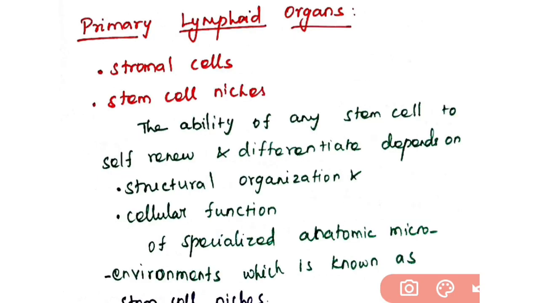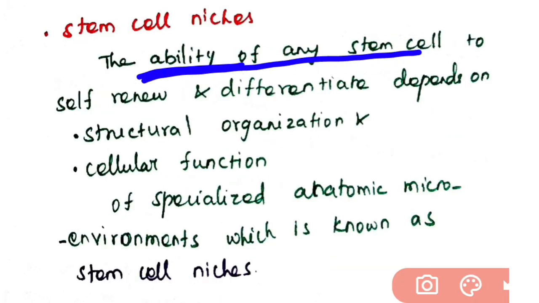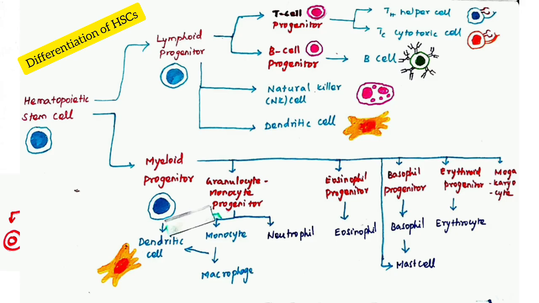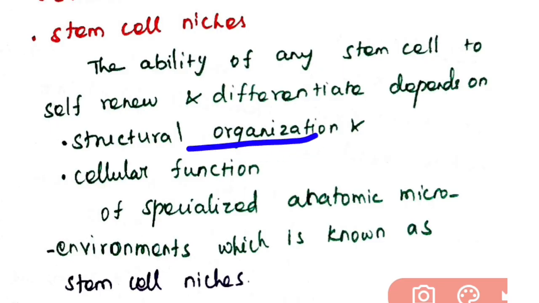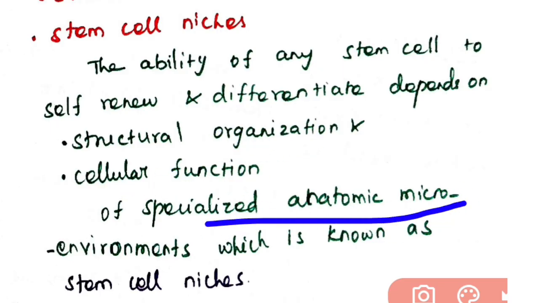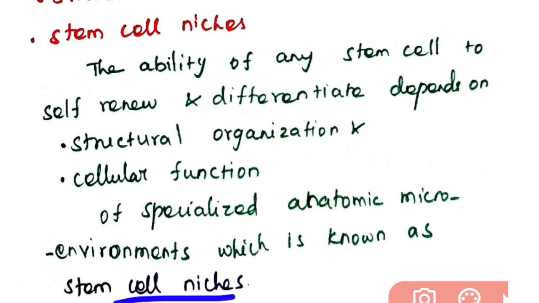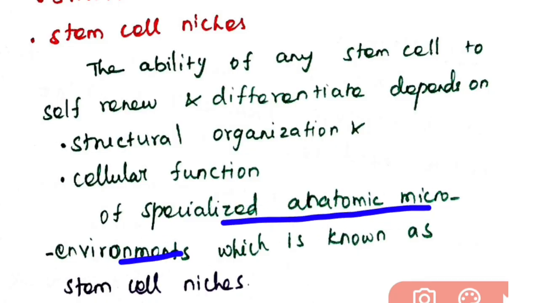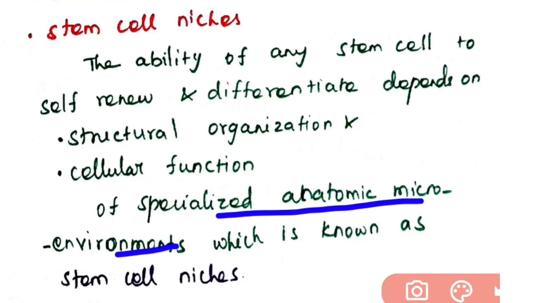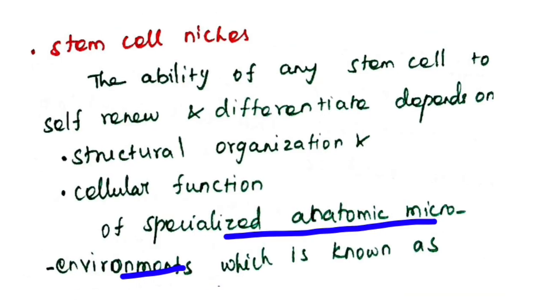Okay, before seeing in detail about primary lymphoid organs, first let's see two important terms, known as stromal cells and stem cell niches. The ability of any stem cells to self-renew and differentiate into different types of immune cells depends upon the structural organization and cellular function of specialized anatomic microenvironments, which are known as stem cell niches. So stem cell niches are nothing but specialized anatomic microenvironments. This microenvironment favors immune cells to develop and differentiate.